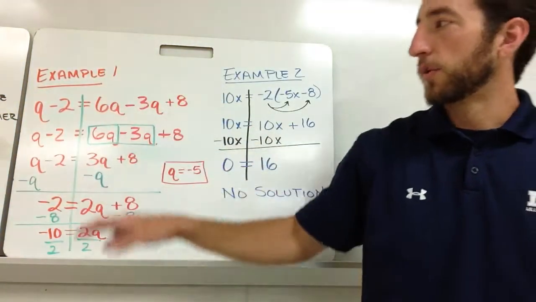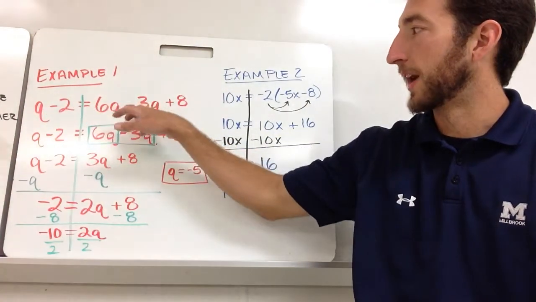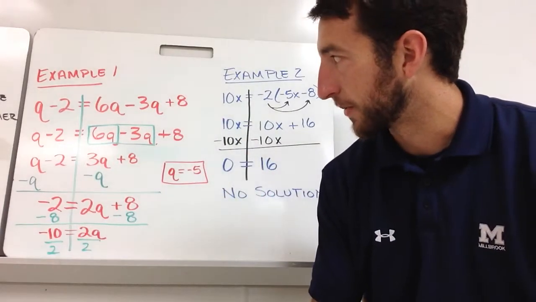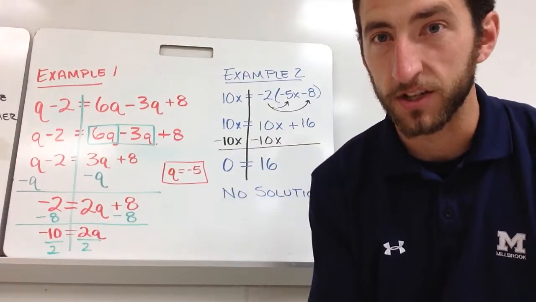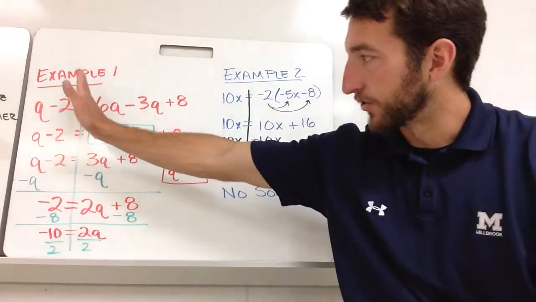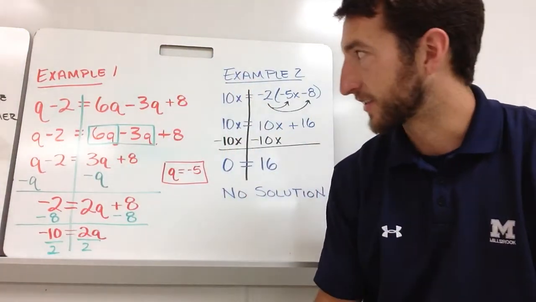All right, so example 1, we've got q minus 2 equals 6q minus 3q plus 8. This is where that combining like terms stuff is going to come in handy. We can only combine like terms if they're on the same side of the equal sign. So what I usually like to do is draw a vertical line to help me keep my two sides separate.